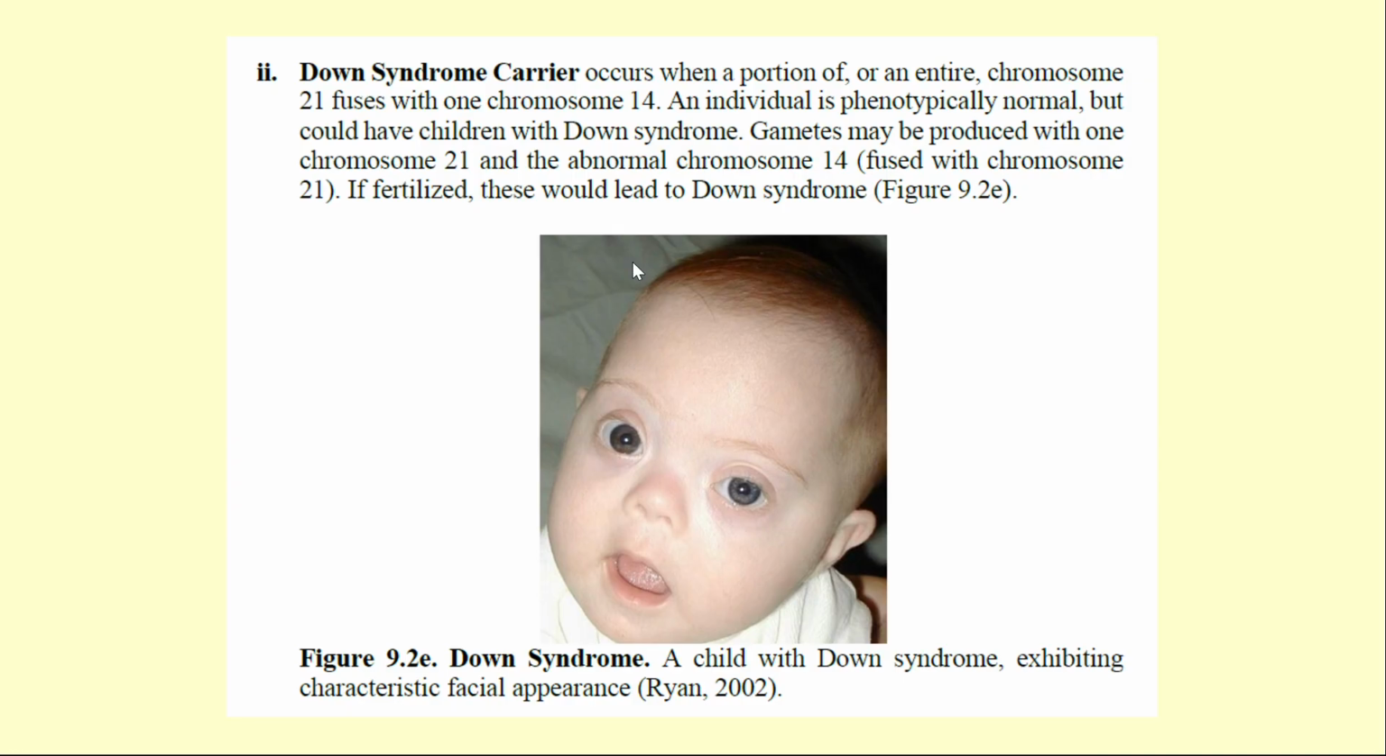You have a normal amount of chromosome 21, but in this case, on chromosome 14, a section of chromosome 21 has been fused to it, so it's been translocated, thereby producing, technically speaking, 3 copies of chromosome 21, leading to Down syndrome carrier. So there's also the manifestation of the Down syndrome characteristics as well.